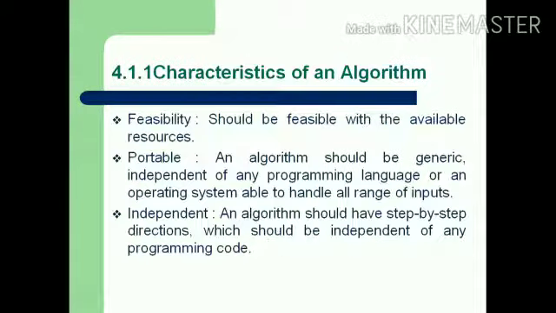Okay. Next characteristic is feasibility. Feasibility means possibilities. Whatever possibilities are available in the algorithm, we should use them and make sure the result is clear and very effective to the programmer. Next characteristic is portable. The algorithm which we create should be portable. It should run in any language, in any operating system. Number 3, independent. An algorithm should have step-by-step directions which are independent of any programming code.